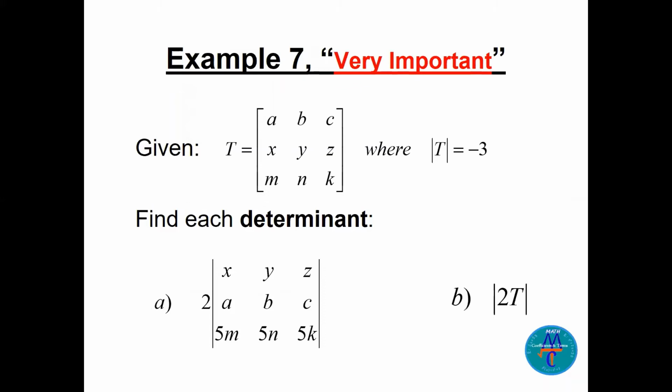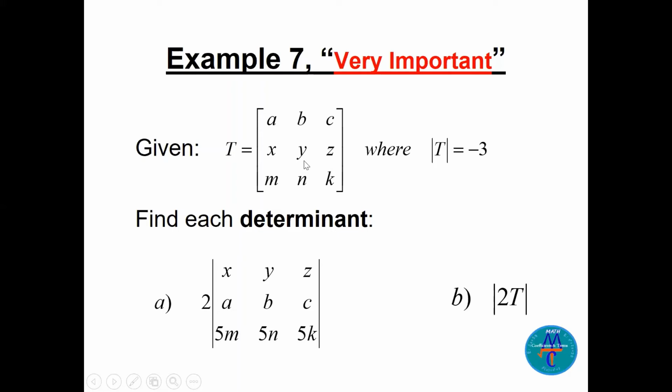Now we have a matrix. See, T is a matrix: A, B, C, X, Y, Z, M, N, K. This is T, a 3 by 3 matrix. The determinant itself is minus 3. Let's find the determinant of what? 2 times this determinant, and determinant of 2T. See, these are different questions. 2 outside times determinant of this.